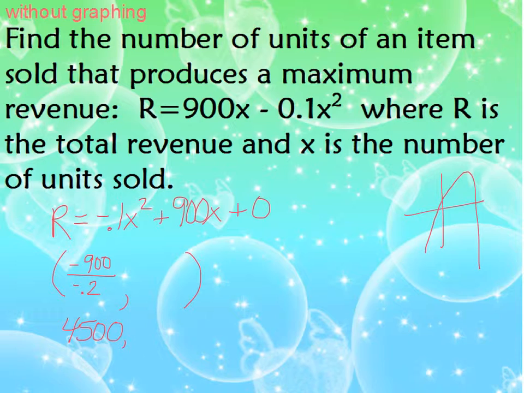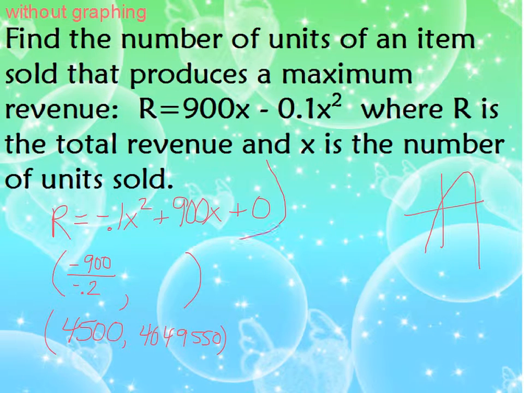And just for fun, let's plug that in. So that's going to be a negative 0.1 times 4,500 squared plus 900 times 4,500. And I would get 4,049,550.